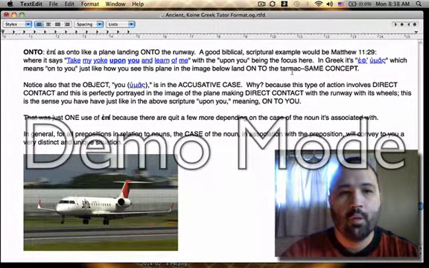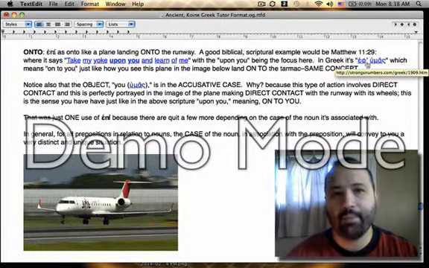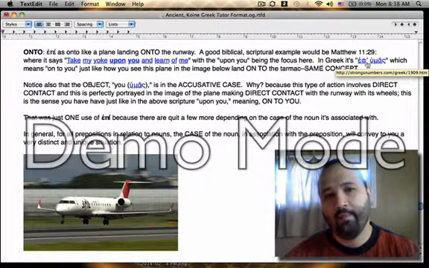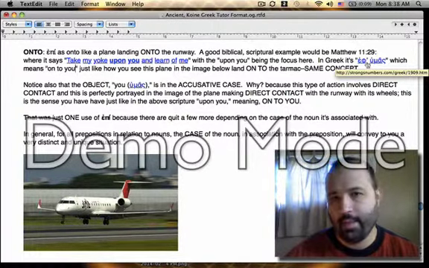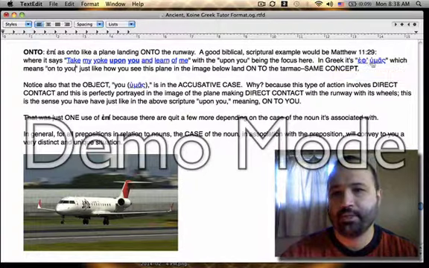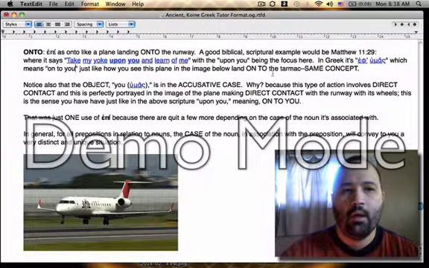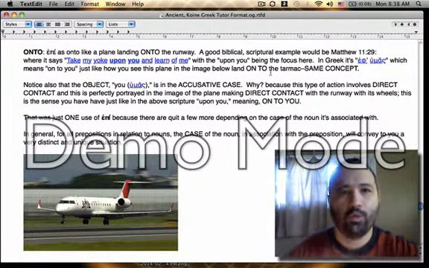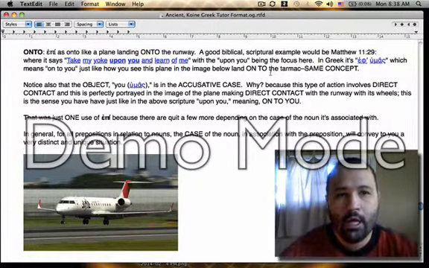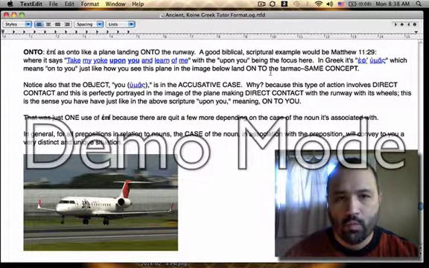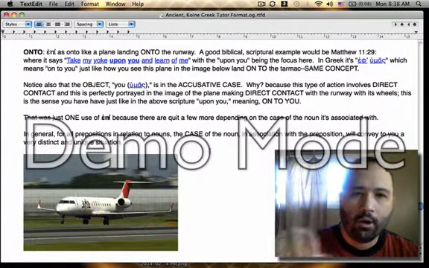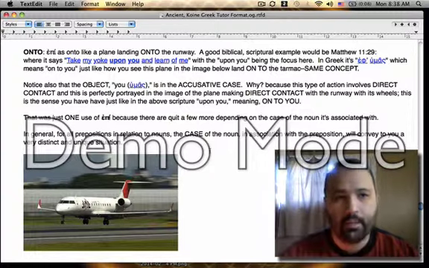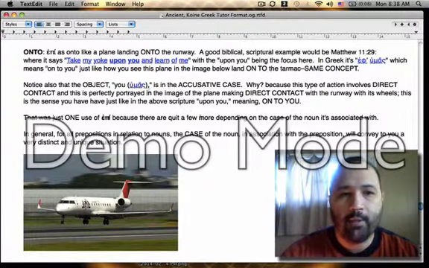Pretty much the same happens with other prepositions when they meet nouns that begin with vowels, just like imas here. So this means onto you, same concept. When Jesus says take my yoke onto you, it's like this plane landing onto the tarmac, same type of concept. Now notice again the object, you, imas, is in the accusative case.